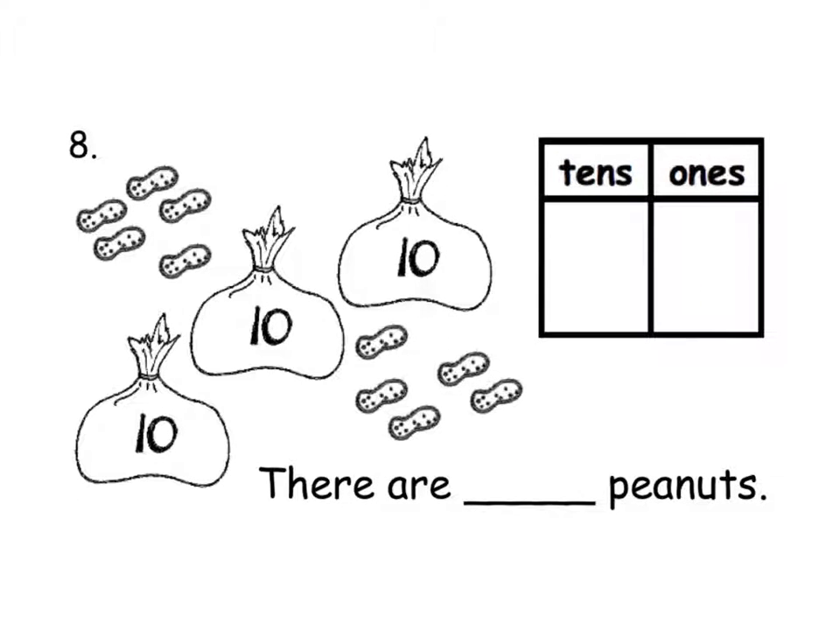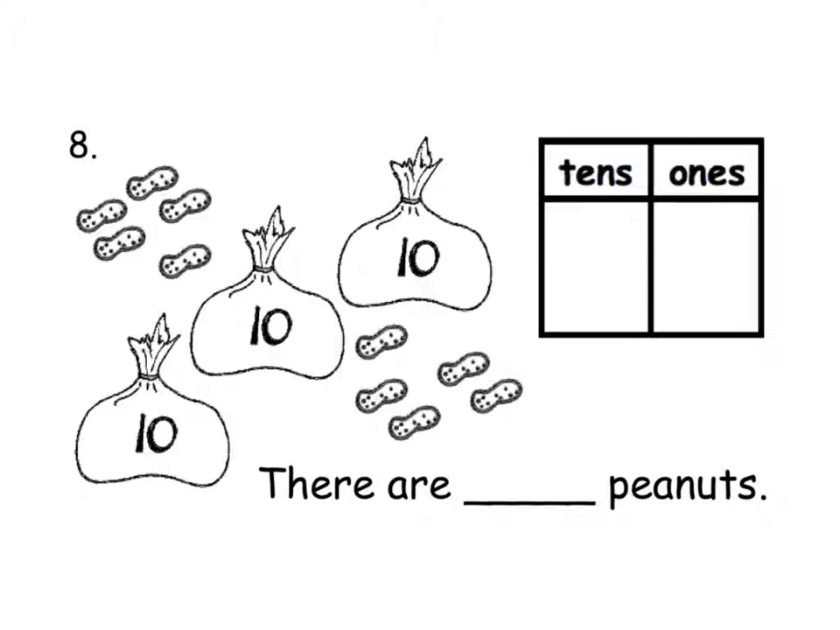This next question is asking how many peanuts are there. So again, we need to figure out how many goes in the 1 spot first. And remember, in the 1 spot, it can only go up to the number 9. There are 1, 2, 3, 4, 5, 6, 7, 8, 9, 10.